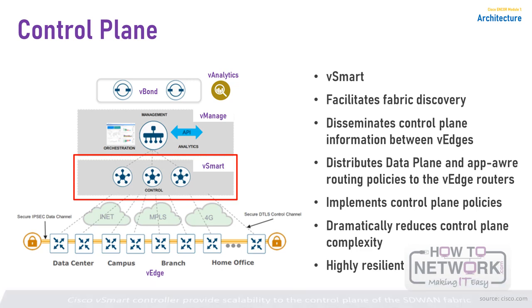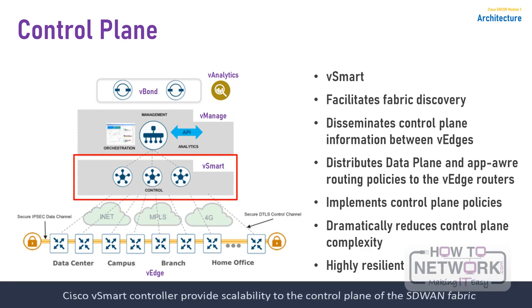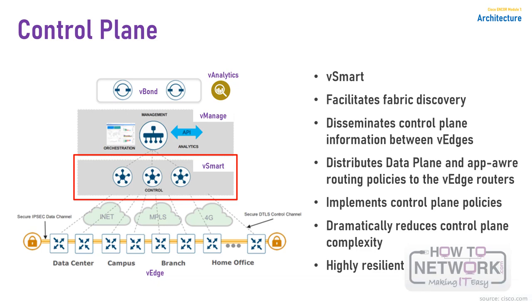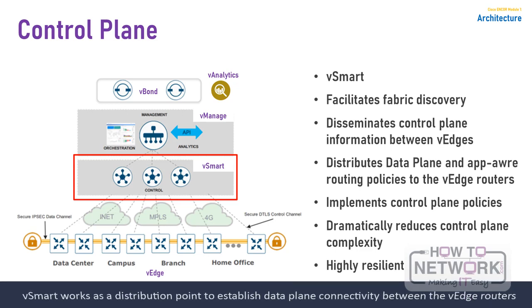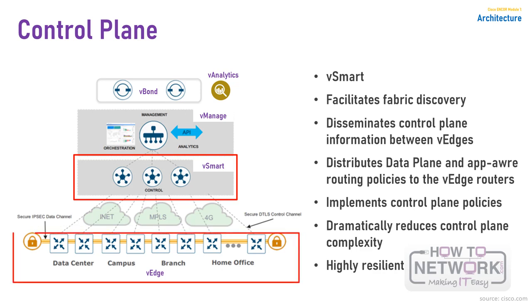Cisco vSmart controllers provide scalability to the control plane functionality of the Cisco SD-WAN fabric. The vSmart controllers facilitate fabric discovery by running OMP between themselves and the vEdge routers. The vSmart controller acts as a distribution point to establish the data plane connectivity between the edge routers. This information exchange includes service LAN side reachability, transport WAN side IP addressing, IPsec encryption keys, site identifiers, and so on. Together with the vEdge routers, vSmart controllers act as a distribution system for the pertinent information required to establish the data plane connectivity directly between the vEdge routers.